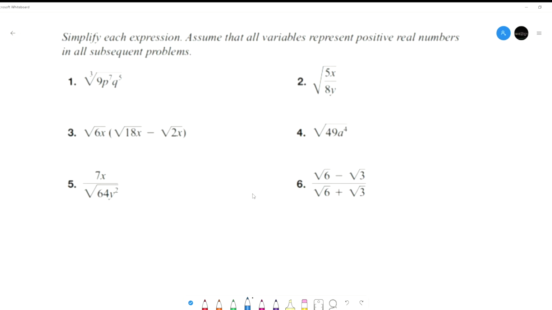Alright, so this was the first problem here. Cubed root of 9p to the 7th q to the 5th. Okay, so for the first couple, I'll write out every little step here, okay?